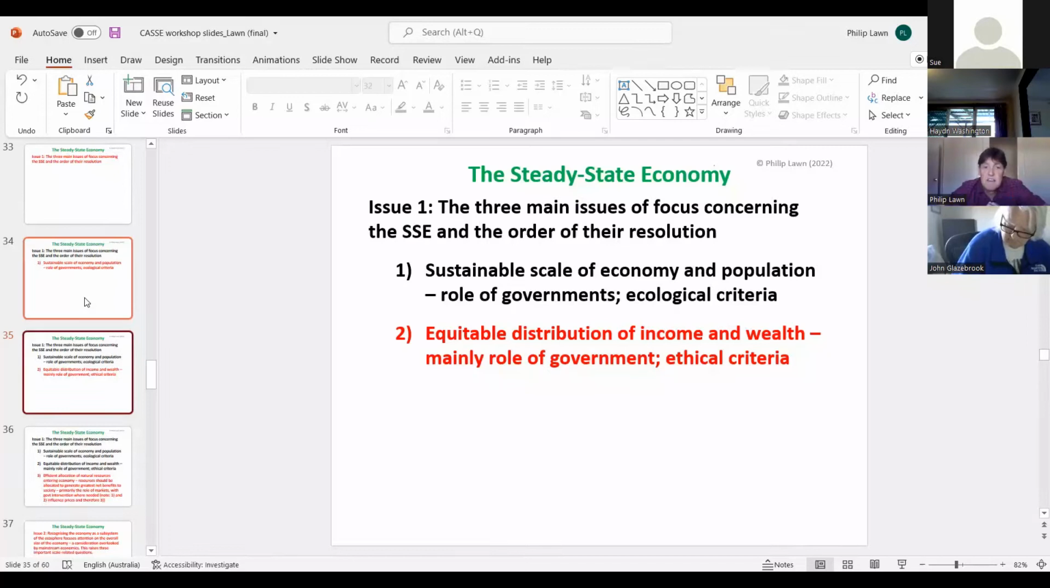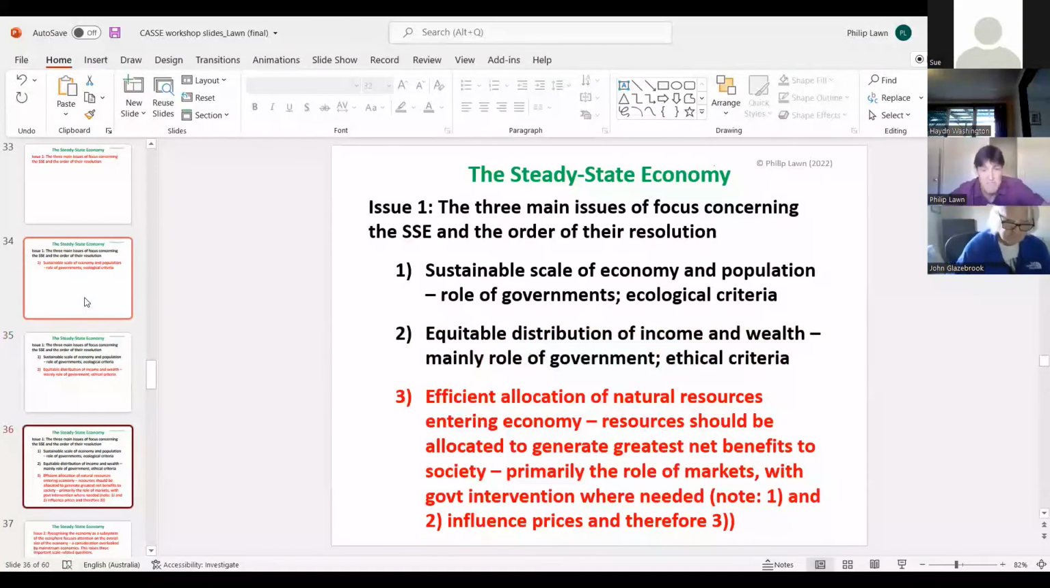In terms of the criteria used when deciding what is an equitable distribution of income and wealth, again, it's not based on economic criteria, but on ethical criteria. So the first two major issues have nothing to do with economic criteria. The first, scale, is based on ecological criteria, equity on ethical criteria. So it's only once we have those two issues, problems resolved, that we can then focus on the efficient allocation of natural resources that enter the economy.